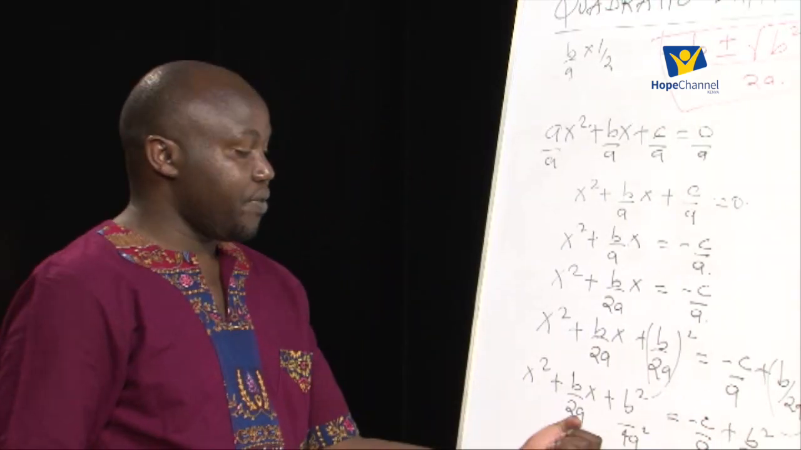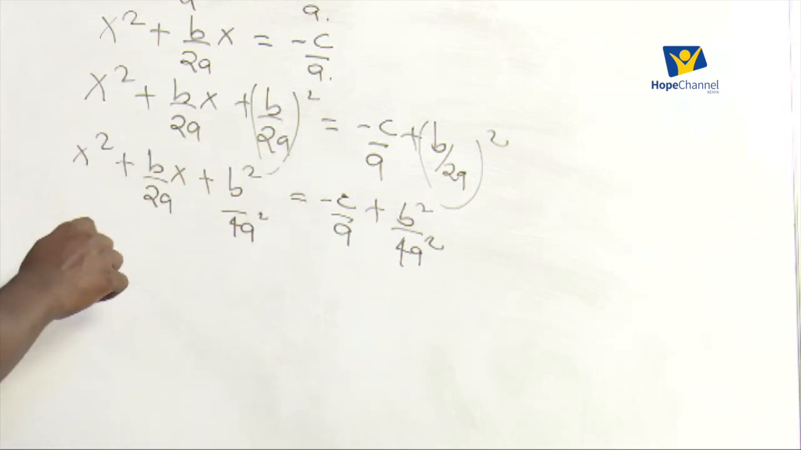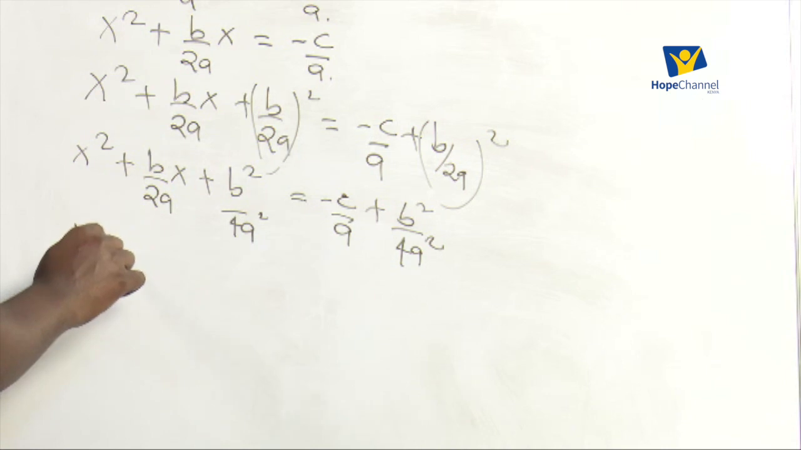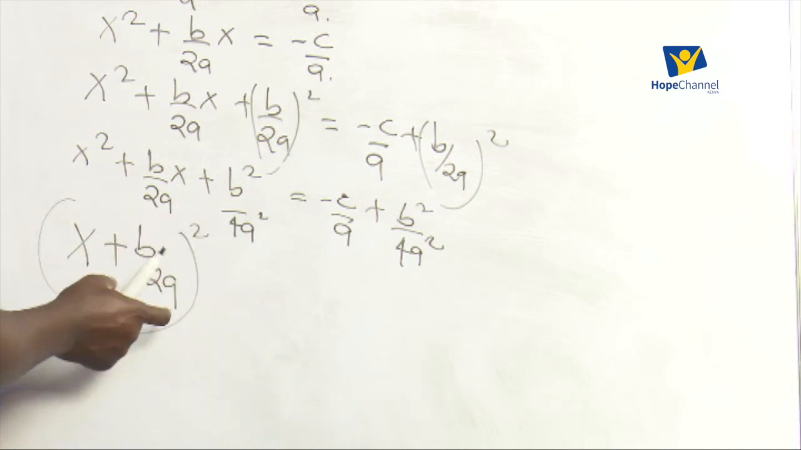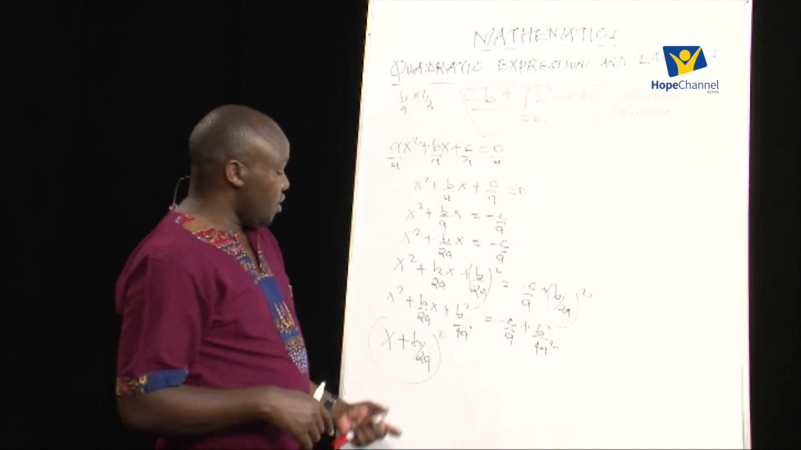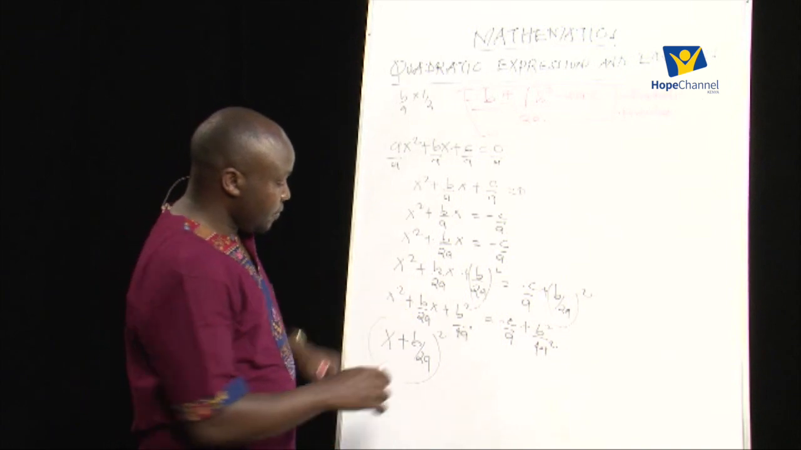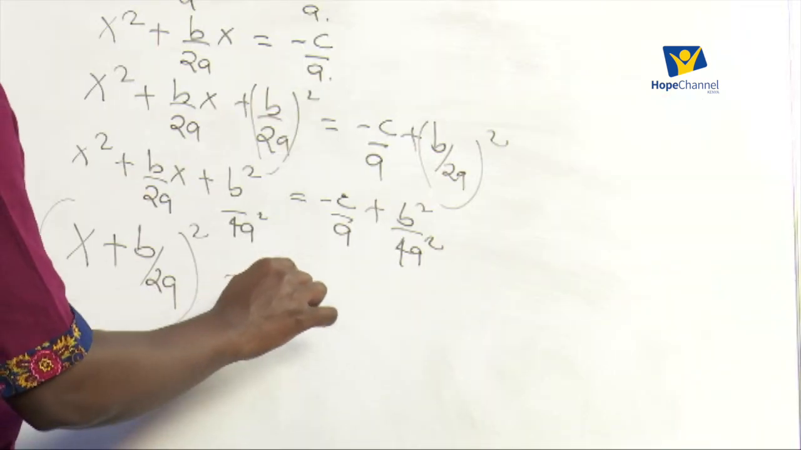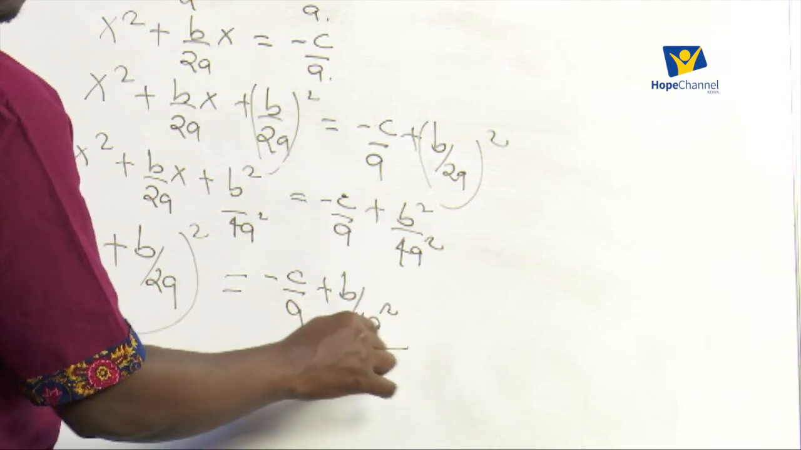Remember now, this is a perfect square. And I said, what do we do with the perfect square at this point? Take the first term, which is x, and the second term, which is b over 2a, then you square it. If you open this bracket, the way we have done on expansion, you'll obtain this given expression. This now equals to negative c over a plus b squared over 4a squared.